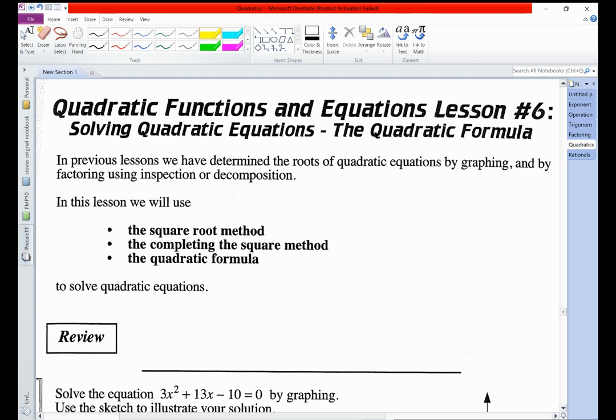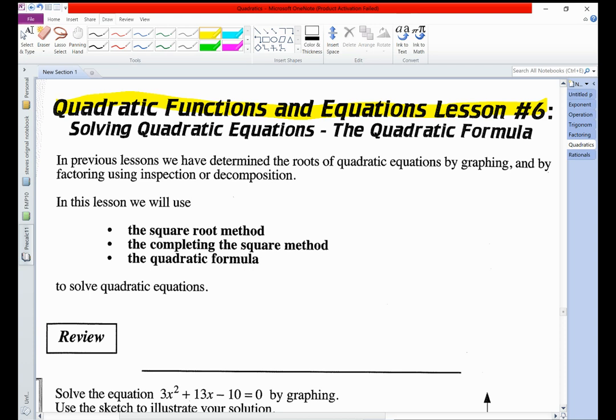Welcome everybody to Quadratic Functions and Equations lesson number 6. Today we are looking at solving quadratic equations, and we're going to look at a new way to do that. We're going to use something called the quadratic formula. I will be skipping a bunch of parts in this just to keep it short and succinct.